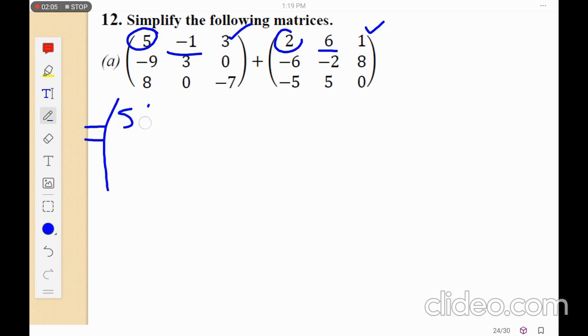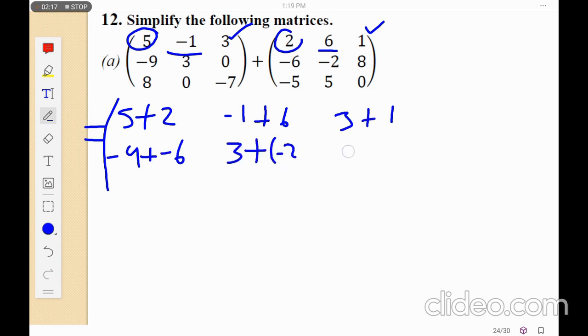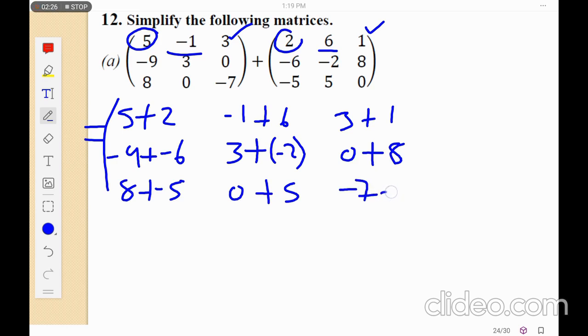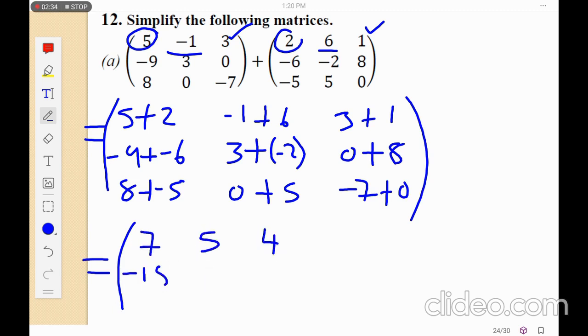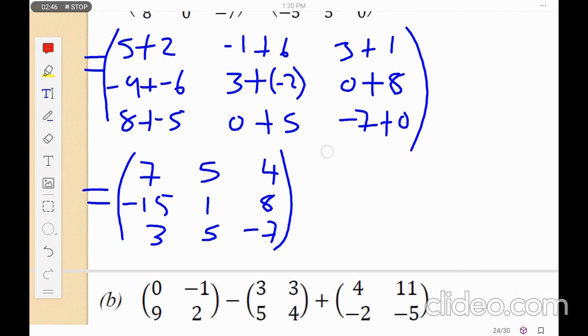So I'll have 5 plus 2 minus 1 plus 6, 3 plus 1 minus 9 plus minus 6, then 3 plus minus 2, 0 plus 8, and then 8 plus minus 5, 0 plus 5, minus 7 plus 0, like that. Let's simplify. We'll get 7, 5, 4, minus 15, 1, 8, 3, 5, minus 7. So this is our answer here. Okay, that is our final answer there. Okay, let's move on to the next one.